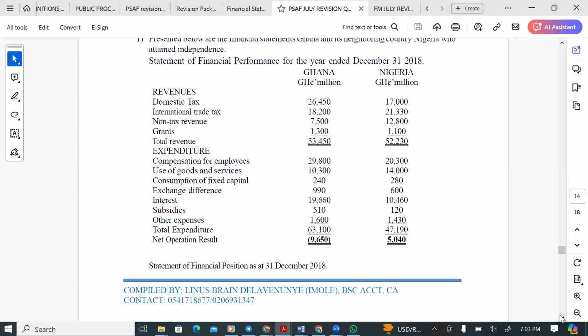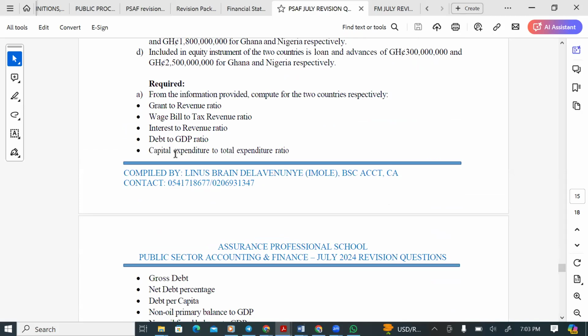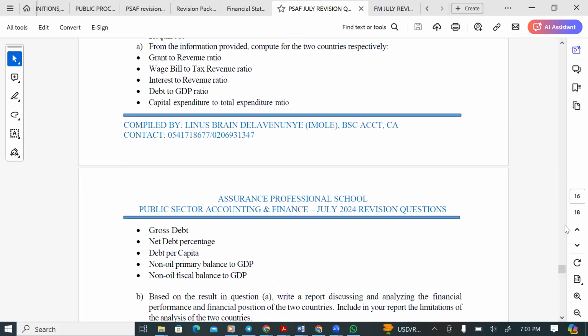Nobody is coming to show that the grant to revenue ratio is grant over total revenue, then you come to the first country and take their grant divided by revenue. For how many marks? Look at the ratios that you are asked to calculate for the two countries. 1, 2, 3, 4, 5, 6, 7, 8, 9, 10. This will just give you maybe 4 marks, and you are going to be calculating 10 ratios for two countries. That's in all 20 ratios.